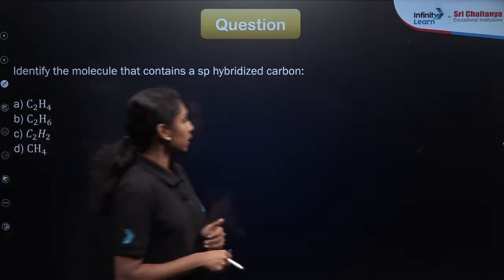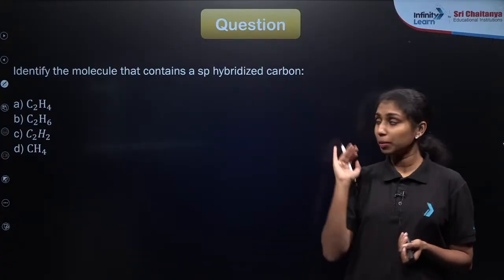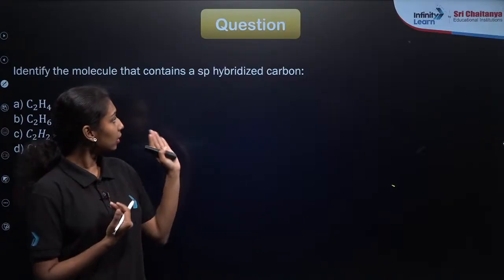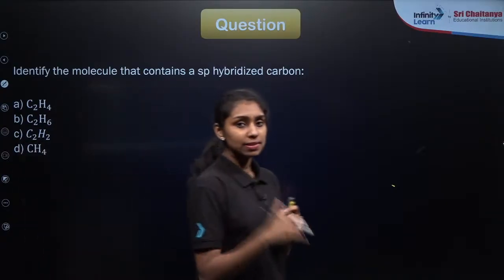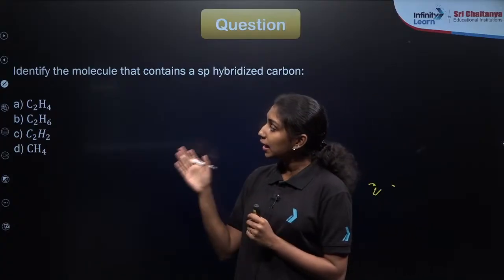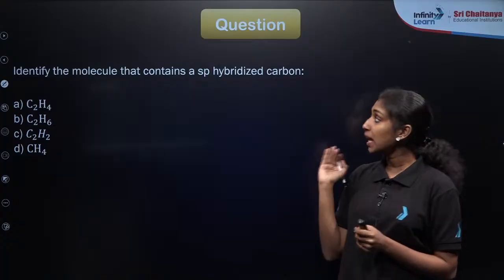Here is our next question. The question is based on the hybridization part. In the first part of the carbon and its compounds chapter, I have taken the concept of hybridization, right? So we have seen sp hybridization, sp2 hybridization, and sp3 hybridization. Here, some molecules are given. We need to identify the one which contains an sp hybridized carbon atom.